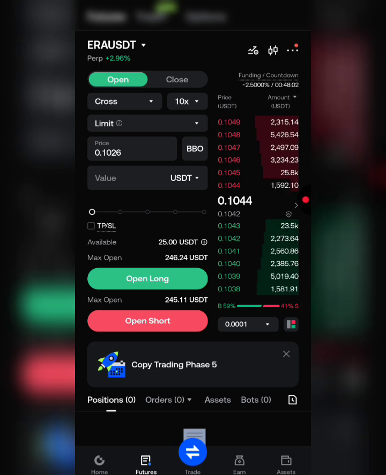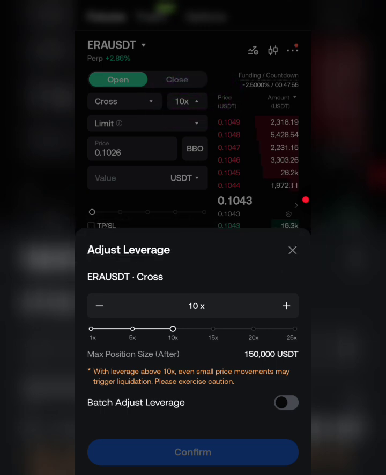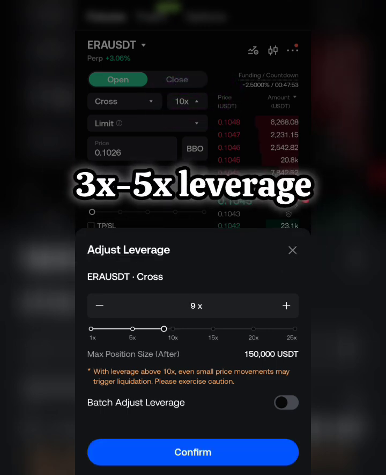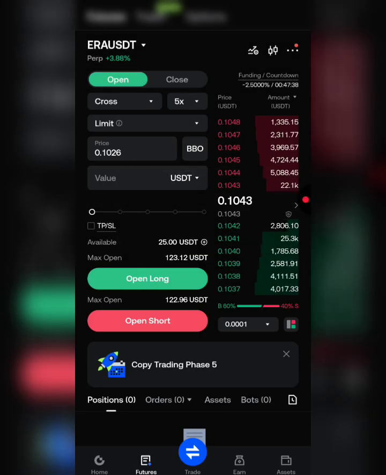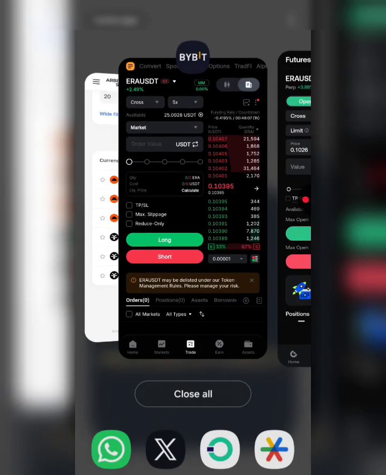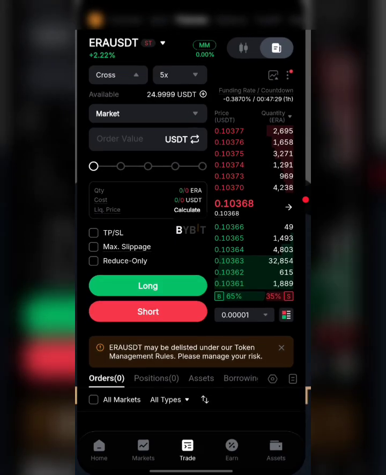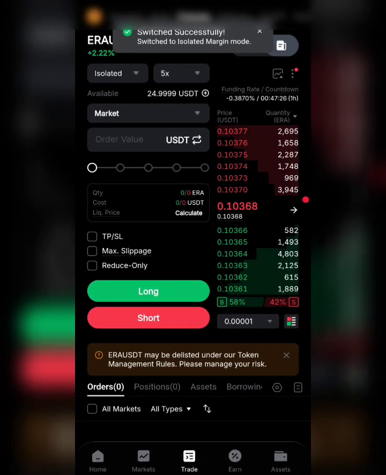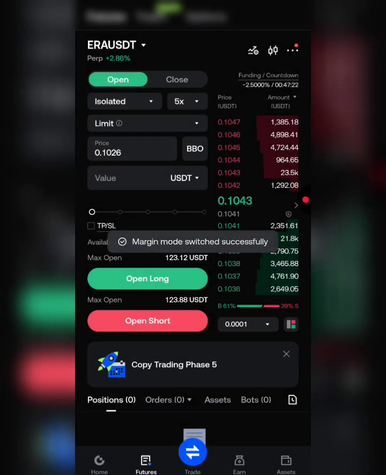Now the next thing we are going to do is adjust our leverage. For futures arbitrage, do not use much leverage. You can use 3x to 5x leverage, it's actually okay. This is because if you use too much leverage and there's price slippage on one of the exchanges, you could actually run into liquidation, and to avoid that, do not use much leverage. So I'm using 5x leverage, and we're also going to be using isolated margin. So we're going to switch both to isolated.